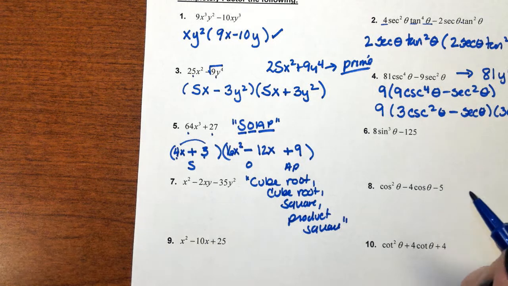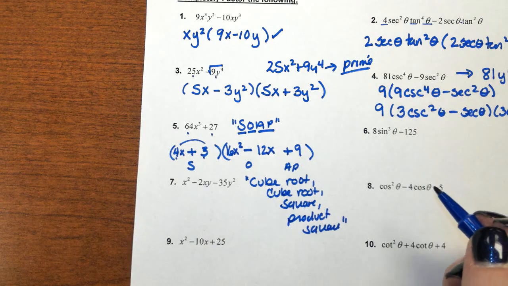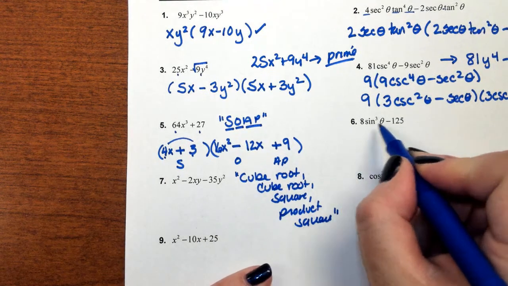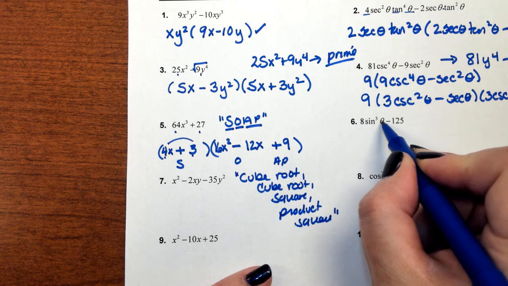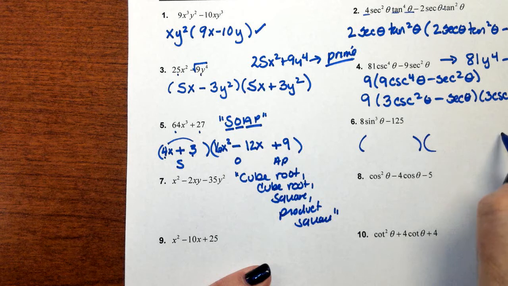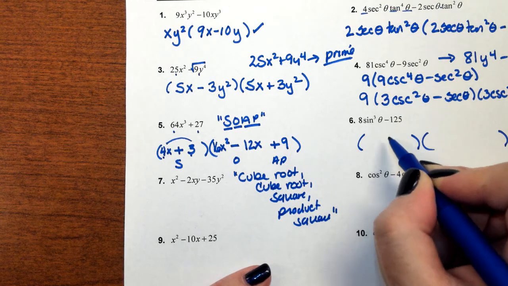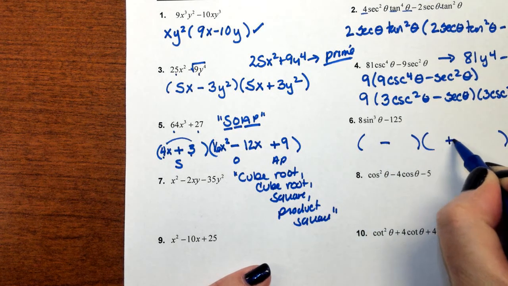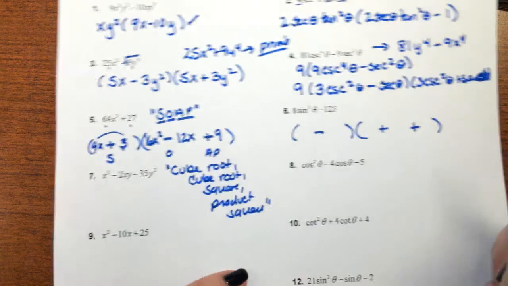Again, whether it's a sum or difference of cubes, you can factor it. Like for number 6, 8 sine to the third theta is a perfect cube, and so is 125. So you can set up your two sets of parentheses. Again, apply your SOAP: same sign, opposite sign, always positive.